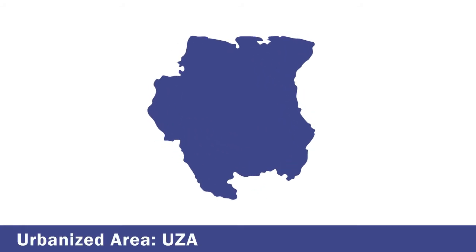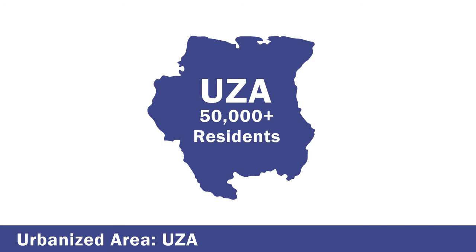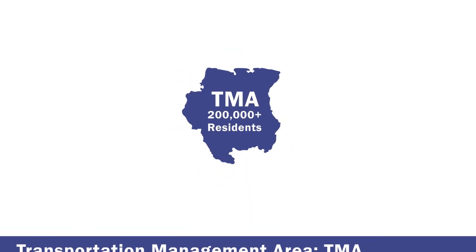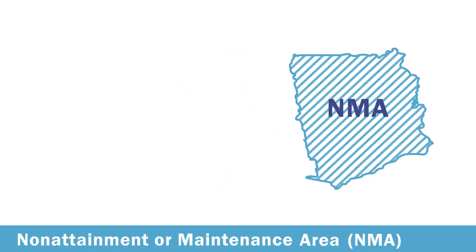Let's begin with a few key definitions involved with the applicability determination for this measure. The first key term is urbanized area, often referred to as a UZA. The FHWA defines UZAs as census-designated urban areas with 50,000 residents or more. A transportation management area, or TMA, is a UZA with a population over 200,000 designated by the Secretary of Transportation. The final key term is nonattainment or maintenance.